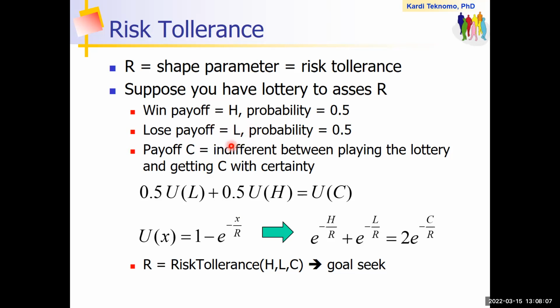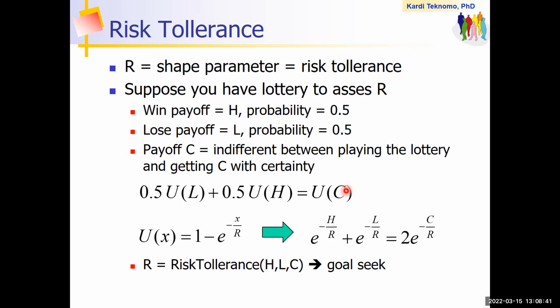payoff is L, and the probability is again, for example, 0.5. Then you compare. On the left-hand side you have the utility of a gamble with two outcomes, win or loss, and on the right side is the utility of certainty. So this is between a sure thing and a gamble. That is how you define the risk tolerance.